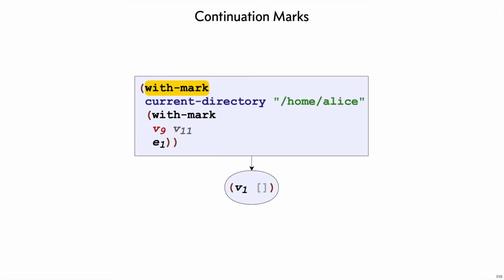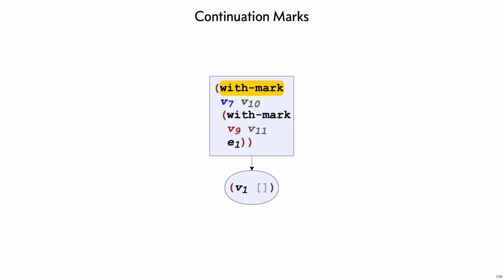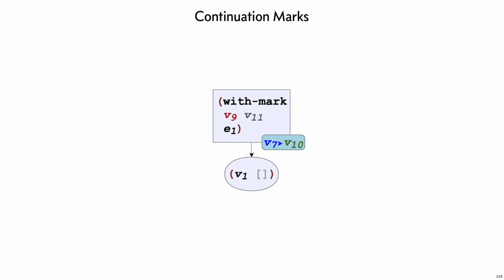Let's now introduce continuation marks. Here's that example similar to earlier, where we map current directory to home Alice, but let's make it generic again, some arbitrary key v7 mapped to a value v10. The semantics of withMark is that we take the key and value and put them together as a binding and a little badge on the current continuation frame. So that's why it's a continuation mark. It's sitting right there on the frame. And then withMark proceeds by evaluating its body in tail position.